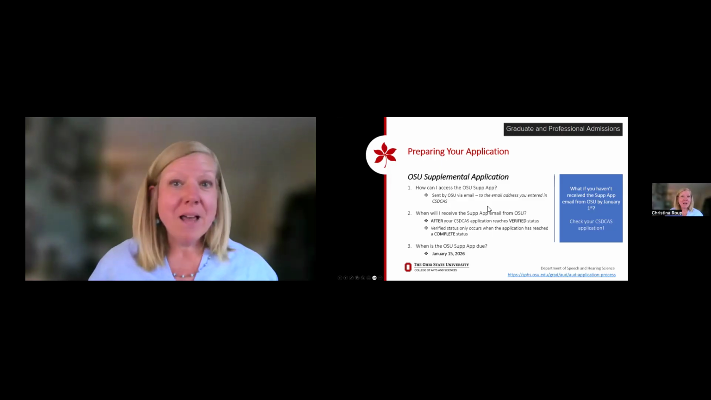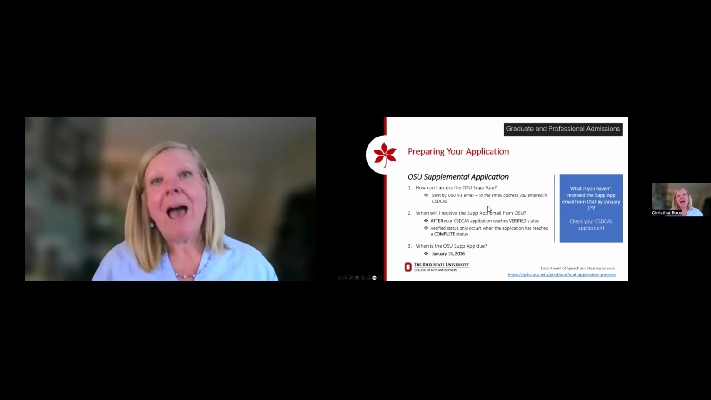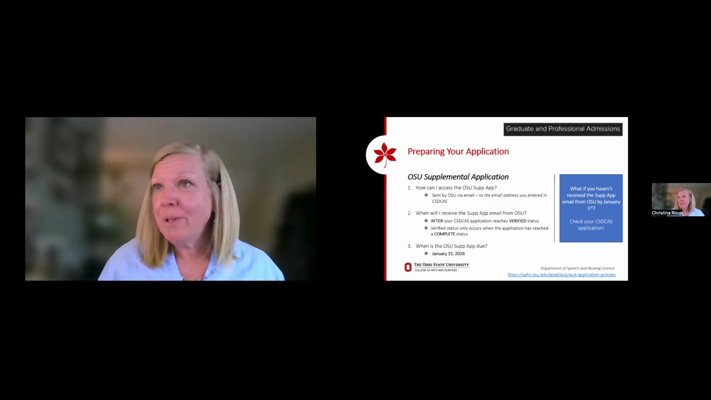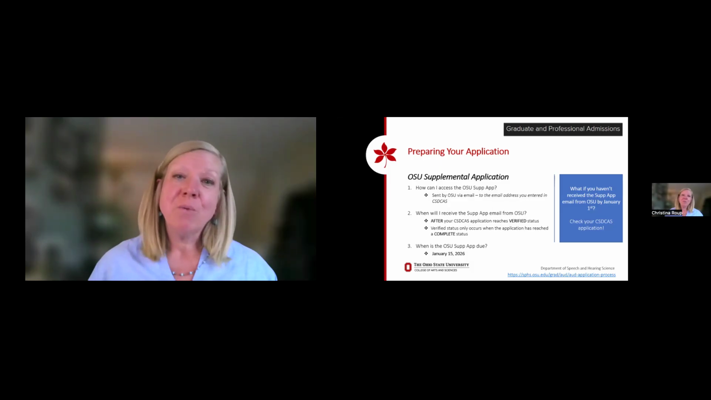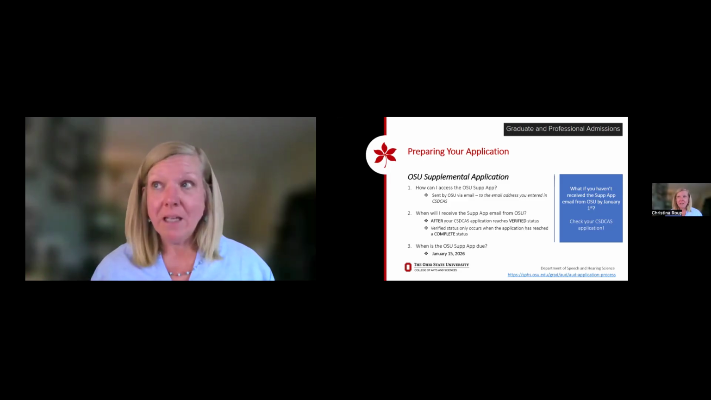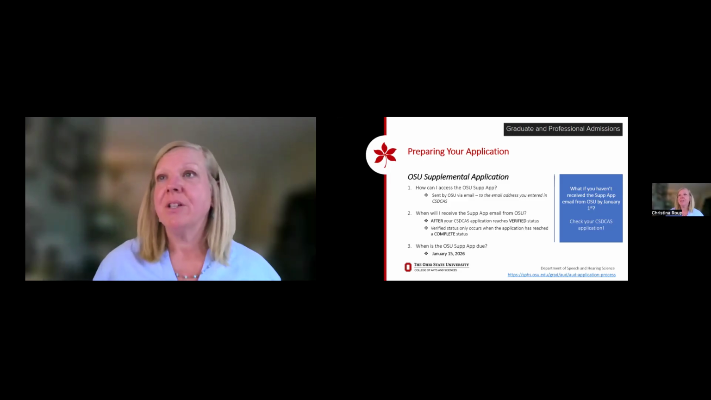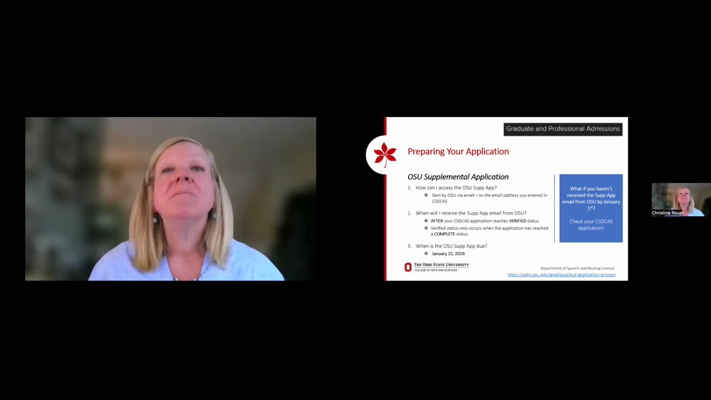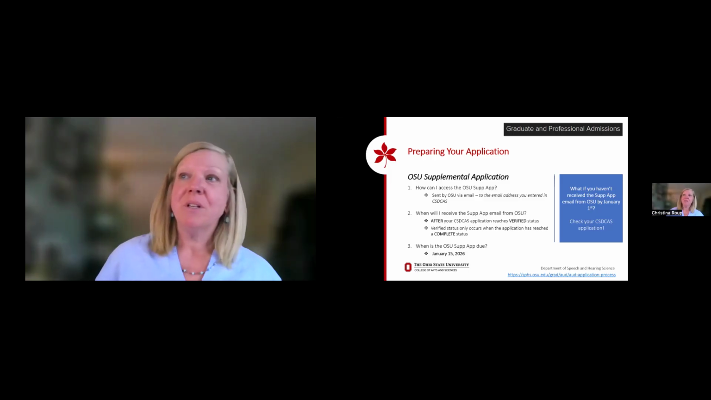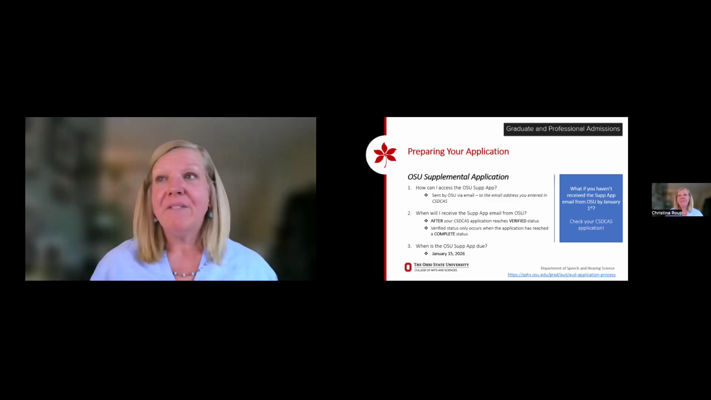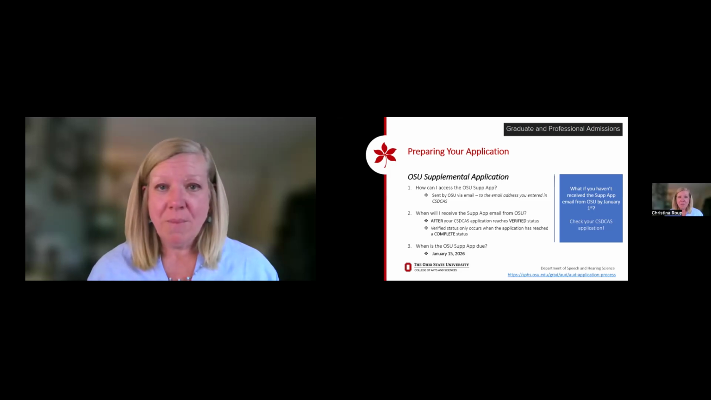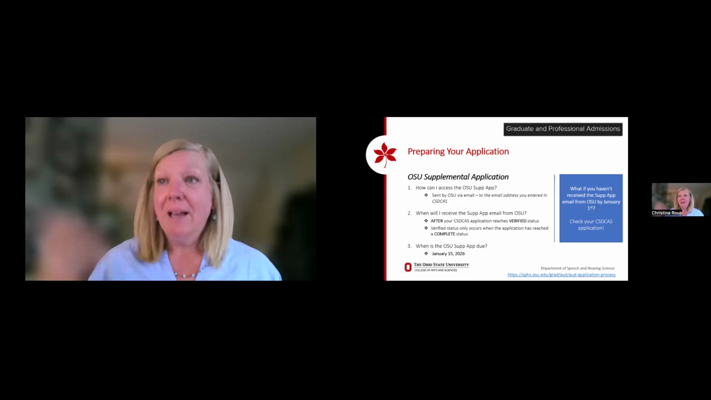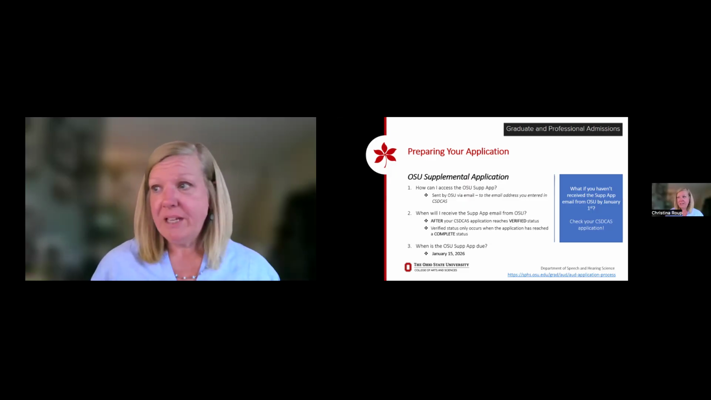So how can I access that? The only way you can access that is after the SIDCAS application is complete. I already mentioned that. Then that will trigger an email to you with a link to complete this next application. When will you receive it? After your SIDCAS application reaches verified, and that verified status only happens when your application is complete. Again, when's the deadline? January 15th.